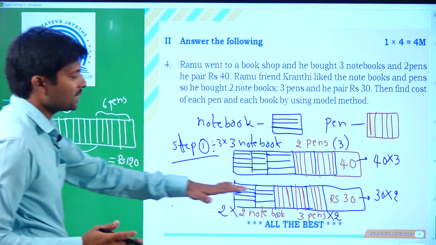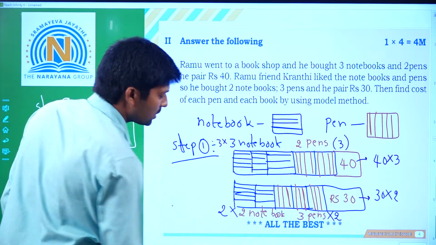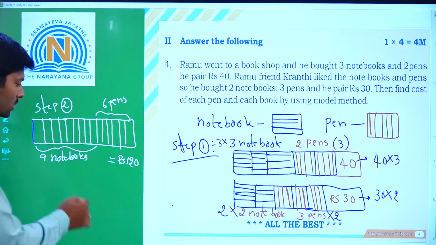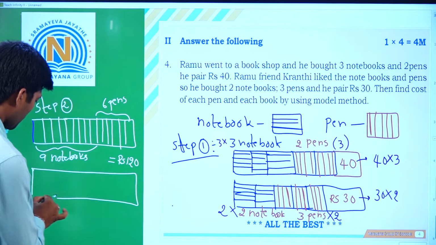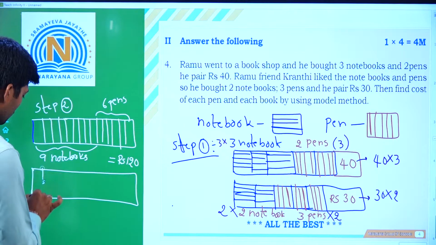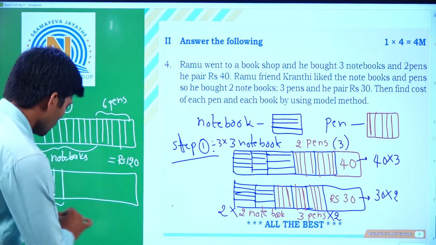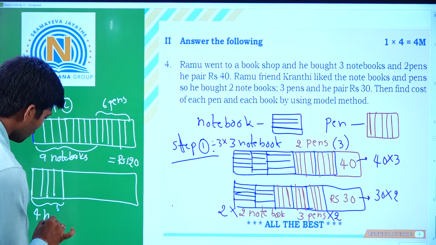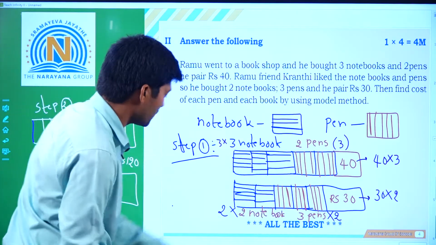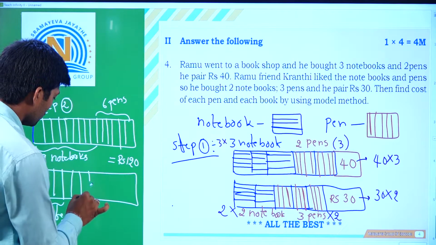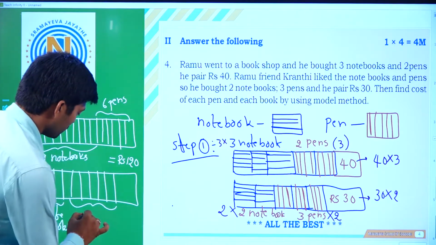Similarly, we have to write the second statement also. That is, in the second step, here it is 2 2s are 4 and 3 2s are 6. We need to draw totally 10 rectangular boxes. These 4 rectangular boxes represent 4 notebooks. Next, these 6 rectangular boxes are 6 pens.